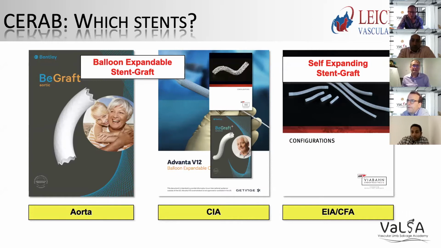And to be fair, the Gore VBX, which has come out quite recently, is a good stent. It does have benefits, which we're going to discuss shortly, but it is quite substantially more expensive. And more recently, the B-graft Plus has come out, which supposedly has a greater radial force than the other two. Once again, my experience with the B-graft is limited to a couple of cases, and I went back to using the V12.